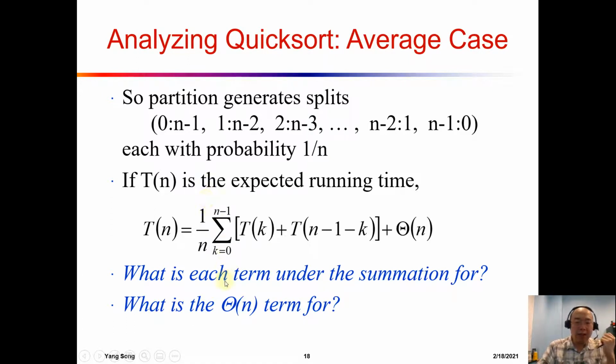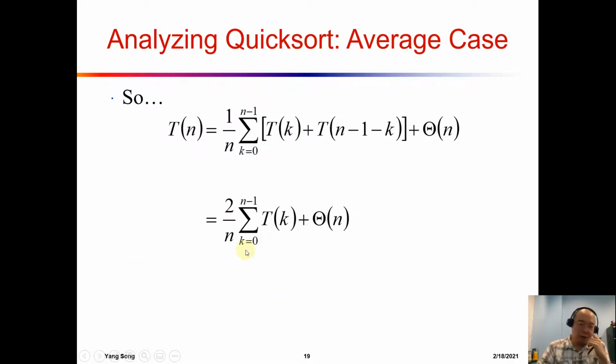Okay, and then what is the theta n? The theta n will be the cost of doing one partition. So this is really a hard recursion to solve because we don't know the k. We want to consider all the cases, and then we also have to deal with this annoying sigma. So how do we do that?